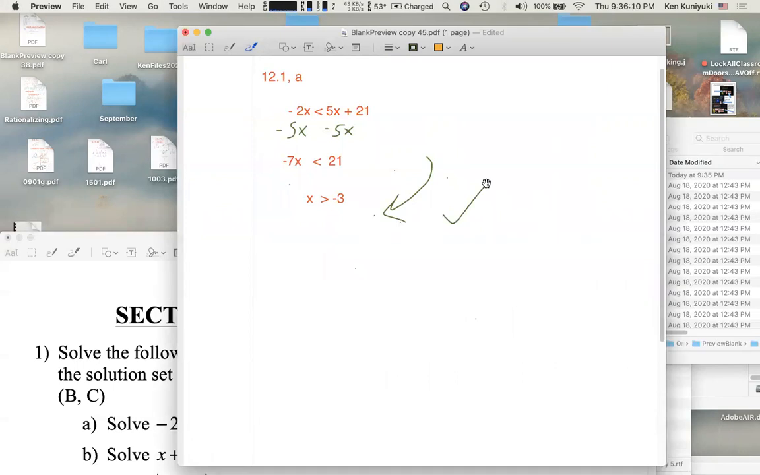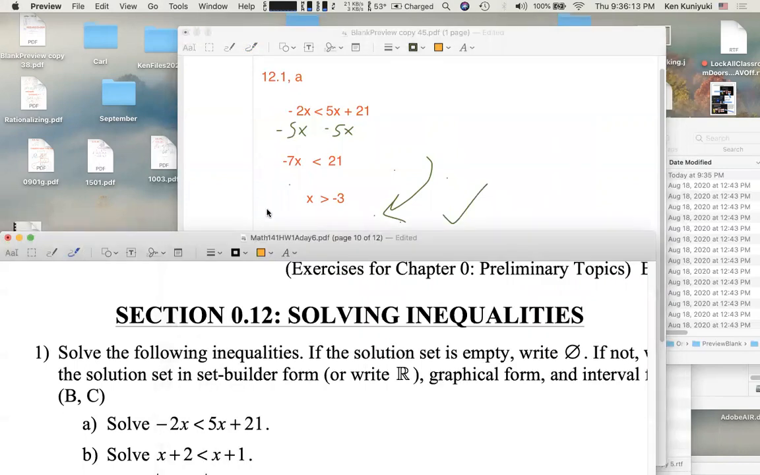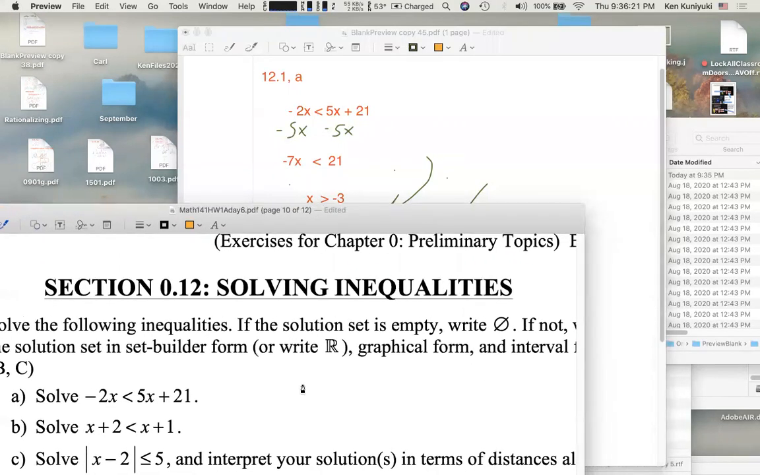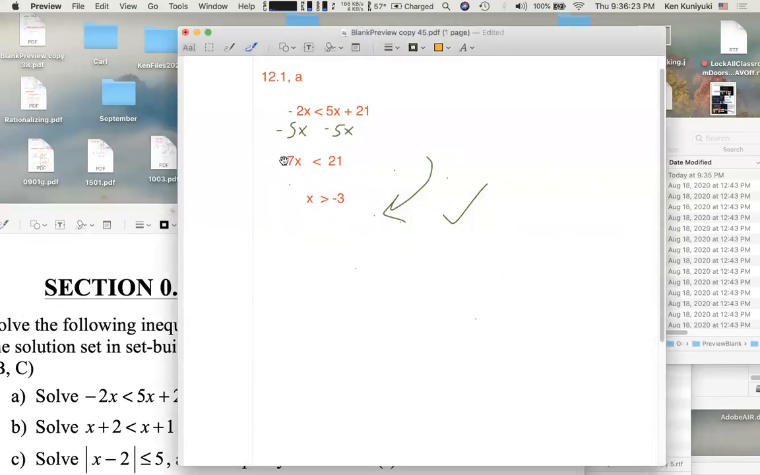Okay, all right. But again, since the solution of this would be a solution set, you'd want to write either set builder form, graphical form, or interval form. I want all three in the problem. But this is the key part where people would tend to make a mistake. Flip the symbol. Again, when you're multiplying or dividing both sides of an inequality by a negative number, or if you're switching the sides. If you're subtracting, you don't flip.